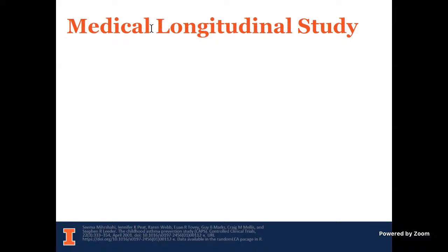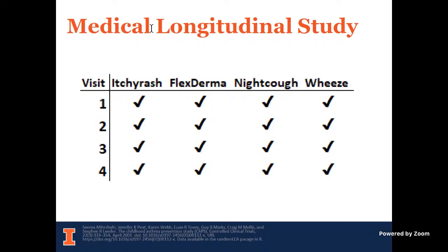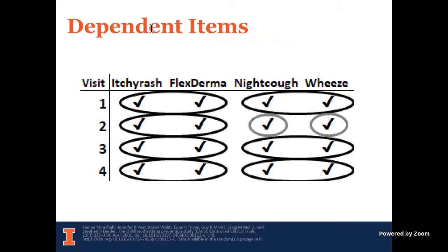Our second example here is a longitudinal study in medicine. We have infants, and every 6 months they go to the doctor, who checks whether they have itchy rashes, flexderma, night cough, and wheezing. When we run our model on this, any sort of grouping is possible. It's possible to group itchy rash across time points, or to get dependence between flexderma and night cough between time points. But what the model finds is that the skin conditions are typically grouped together, and the lung conditions are also typically grouped together.